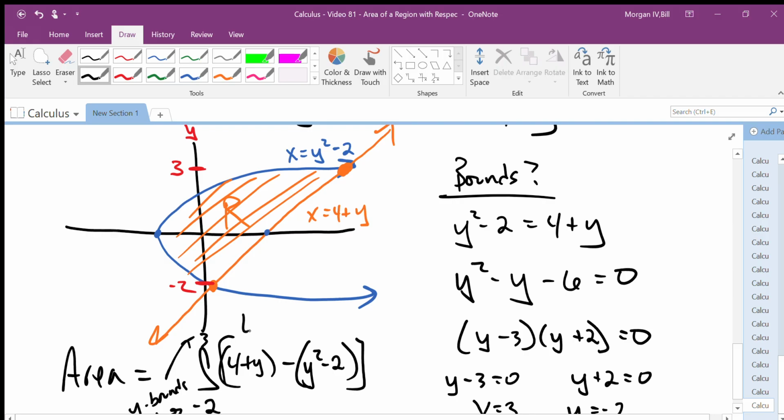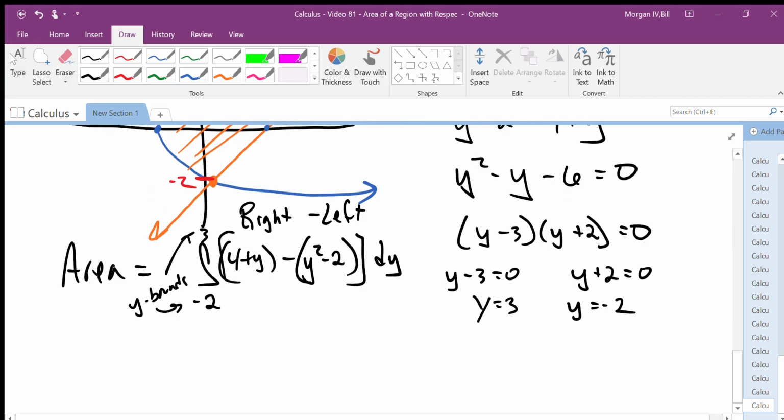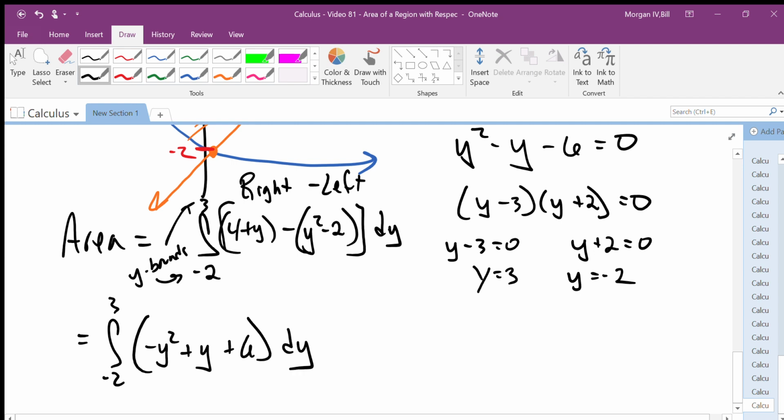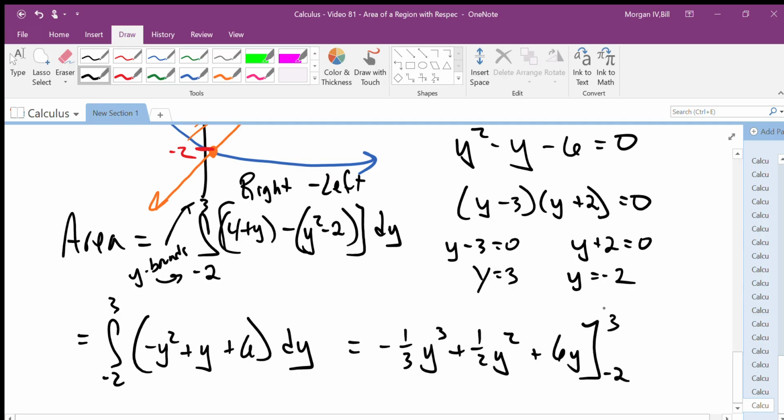This is right minus left. And make sure you're doing dy here. I would go ahead and try and simplify this before we integrate. And so we have the integral from -2 to 3 of -y squared, a positive y, and a 4 minus -2 would be a positive 6, dy. Integrating that, I get -1/3 y cubed plus 1/2 y squared plus 6y, evaluated from -2 to 3.